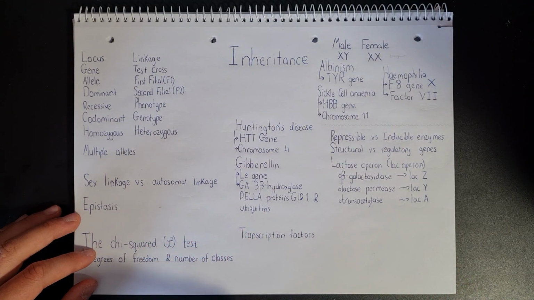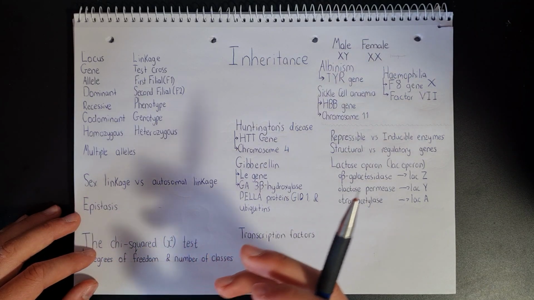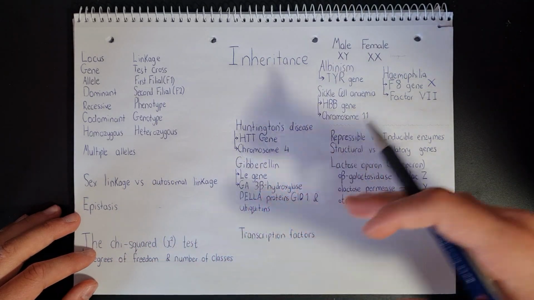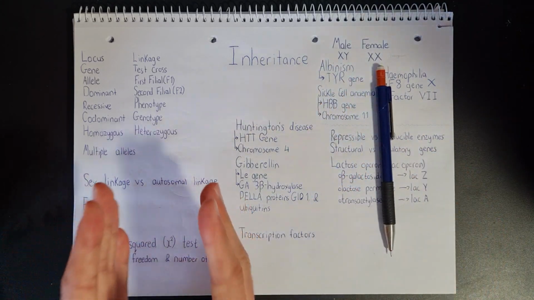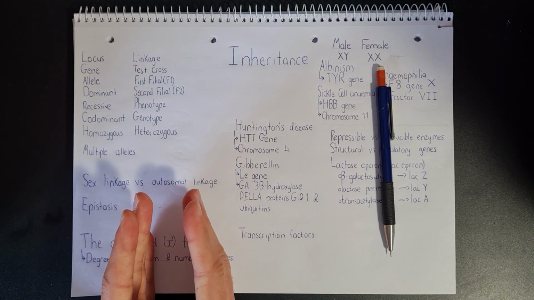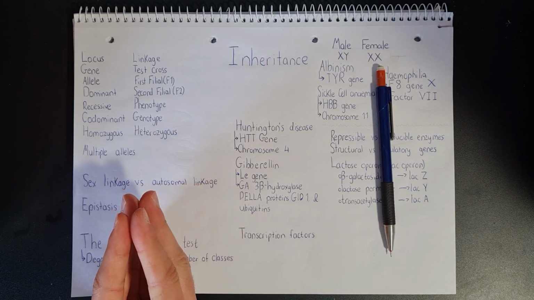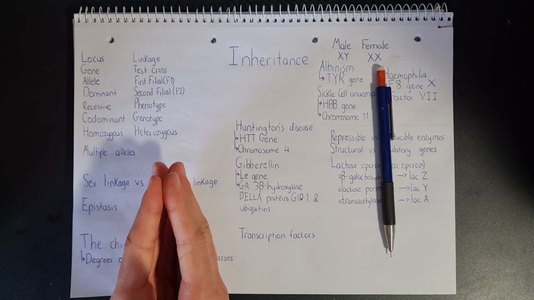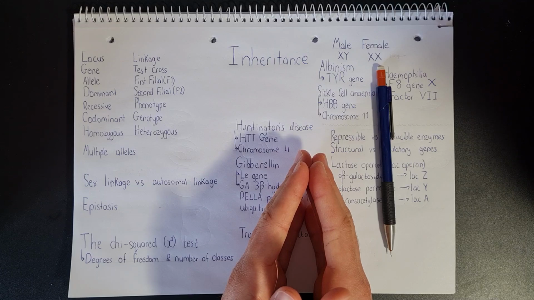Epistasis is where one gene at one locus affects the display of another gene at another locus. So, for example, we could have fur color, okay? Fur color in a mouse. Gene A codes for the color. Let's say gene A is coding for a black fur color. And then we have gene B. Gene B is coding for the dark pigment melanin.